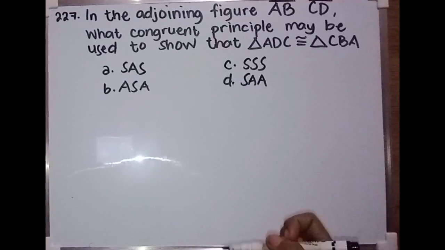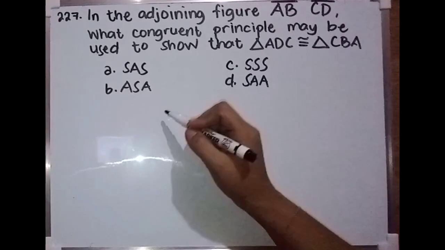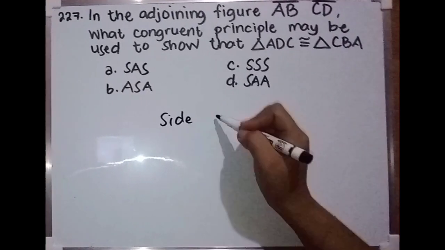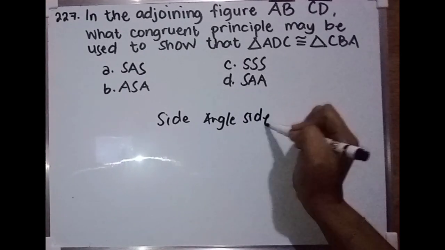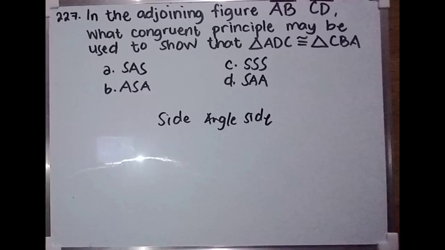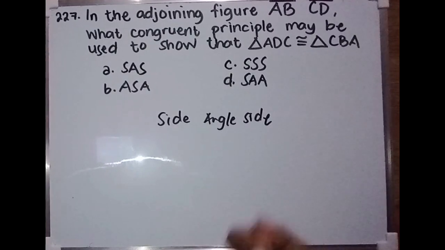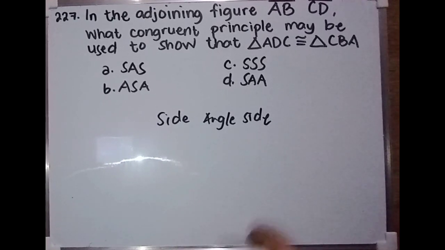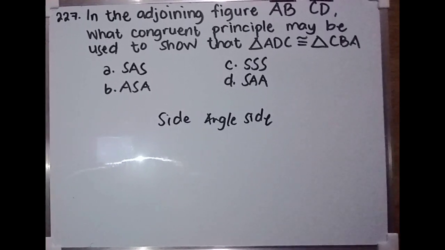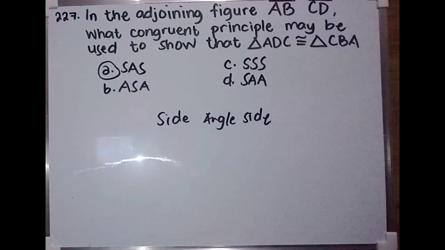Therefore, the correct congruence principle to use would be side angle side, which states that if two sides and the included angle of one triangle are equal to two sides and the included angle of another triangle, the triangles are congruent. So our answer is letter A.